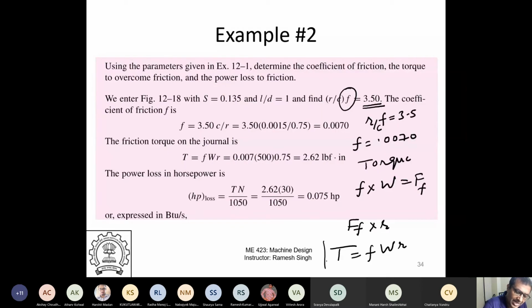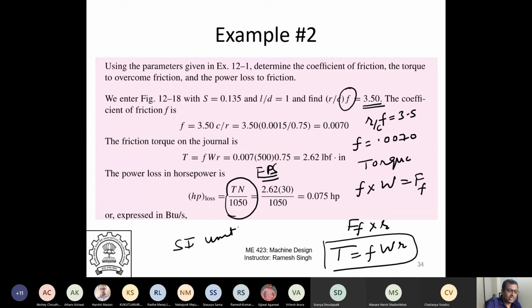FWR. And then I know that torque times RPM would give me some sort of a, this is actually in FPS units, you should not worry about it. I'll try and give you SI unit problems as far as possible in the exam, but just for demonstration, since I had these charts, I showed you this. These are dimensionless charts, so they should work for any units. So you should not worry about these things.